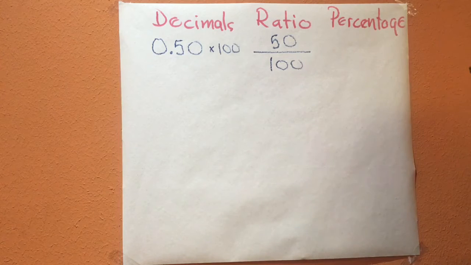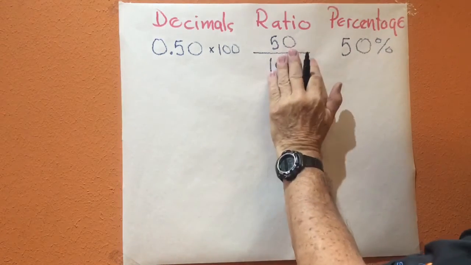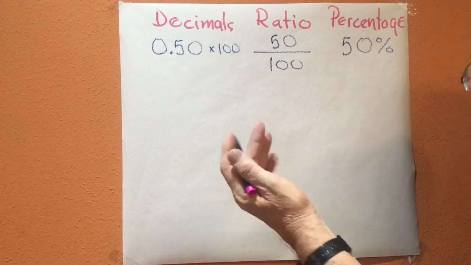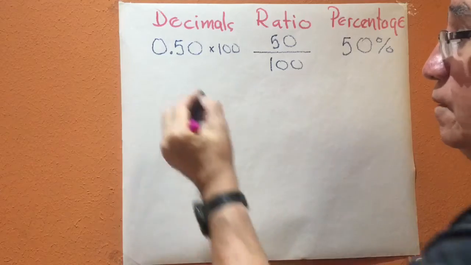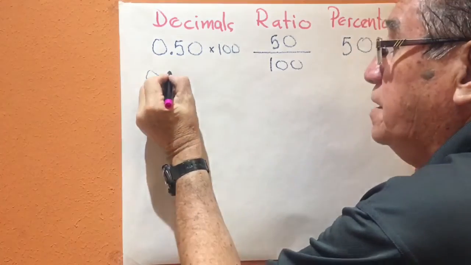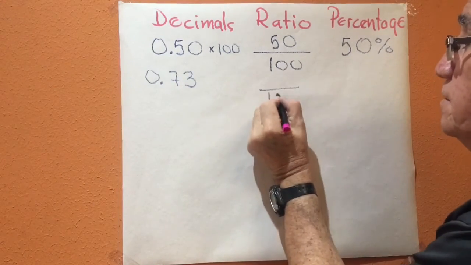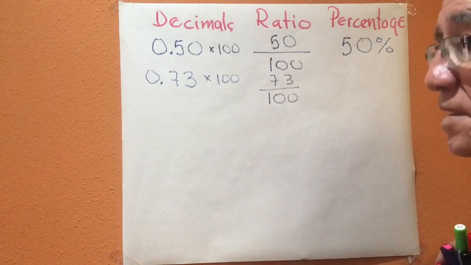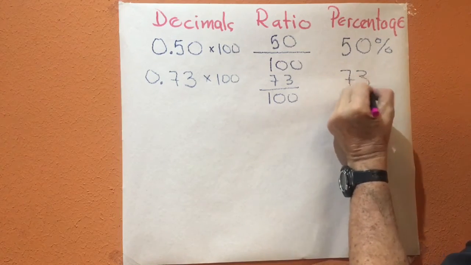Well, then what would that mean? That would mean that this is 50%. Very simple, right? Because 50 is a part of 100. Okay, is it understood? I think this is a very simple way of changing decimals into ratio and the ratio into percentage. Well, let's find out what happens if I have this decimal number. Well, again, it's going to be a ratio. This should be multiplied by 100 and this becomes 73 hundredths, which in terms of percentage will be 73%.